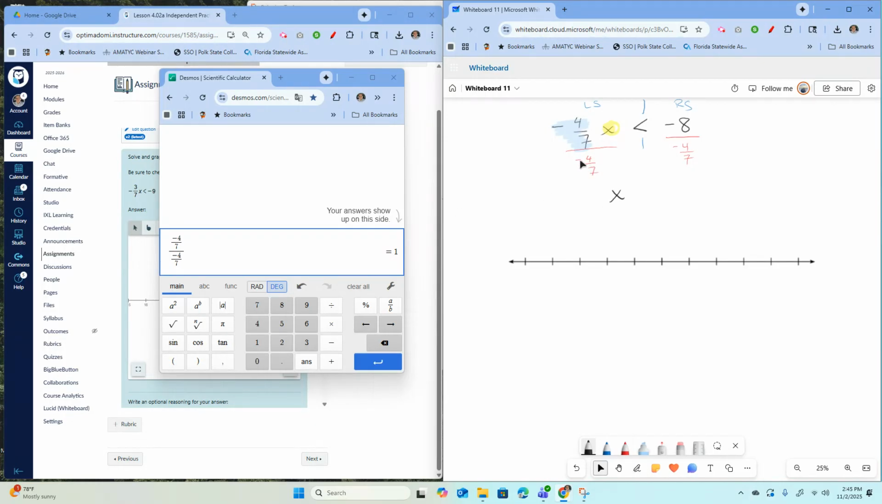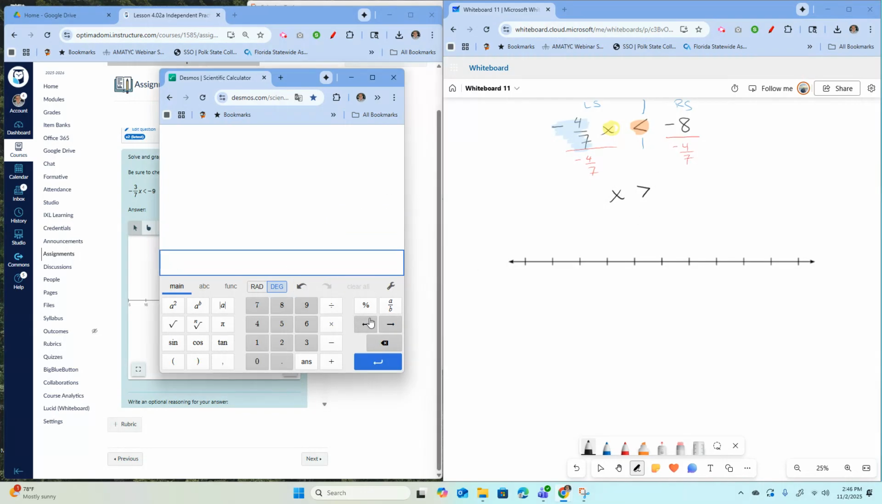And every time you divide by a negative on both sides, the inequality symbol is going to be reversed. And you only do that when you divide or multiply both sides by a negative. And that's what I did here. Okay, you're going to reverse the inequality.